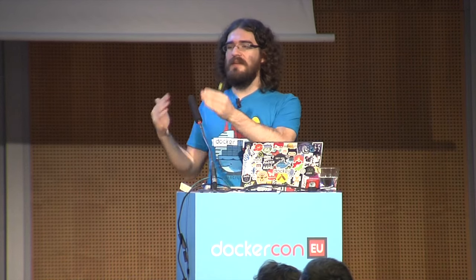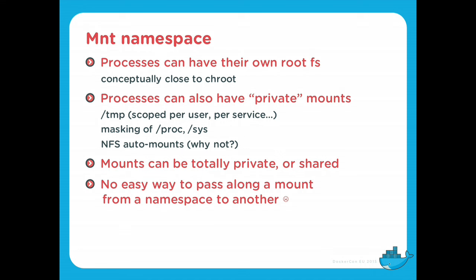The MNT namespace is basically the thing that lets each single container mount something, but not have that something be visible in the other containers. A nice example of that is if you want to have each user on the machine have their own /tmp. Normally, /tmp is global for the whole machine, and it's a big security risk because when you create a temporary file, if someone is really smart, they could create it just before you, and bad things could happen. If you're using MNT namespaces per user, each user has their own /tmp, and you reduce the security risk a lot.